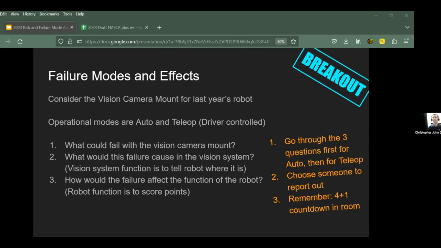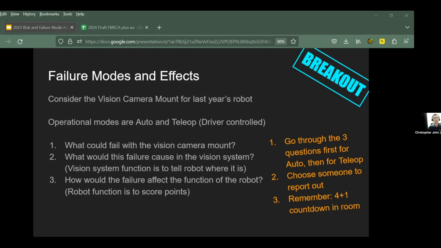For number one, we said what could fail is the camera could break, the camera cap could be left on, it could be out of focus. I think those are the three that we've come up with. Two was any failure in the camera would cause the robot to not be able to tell where it is on the field. So basically it just can't see. And three is without the camera, we would not be able to score in autos very well, because that is when we are most dependent on it. Okay. Thank you very much.